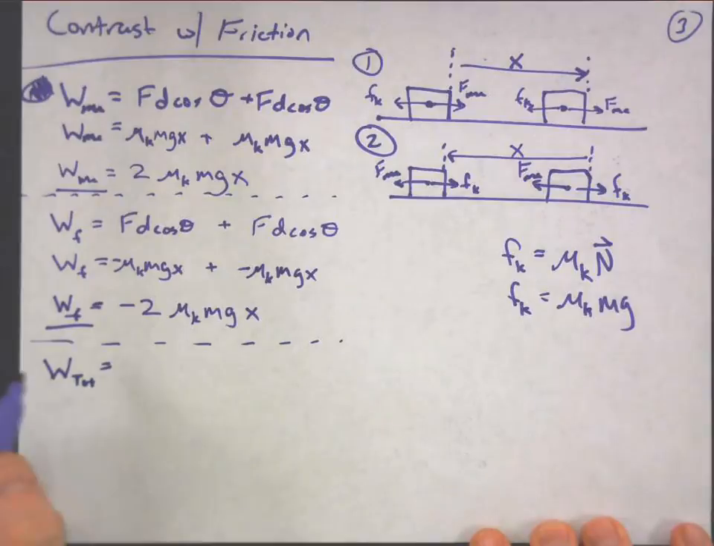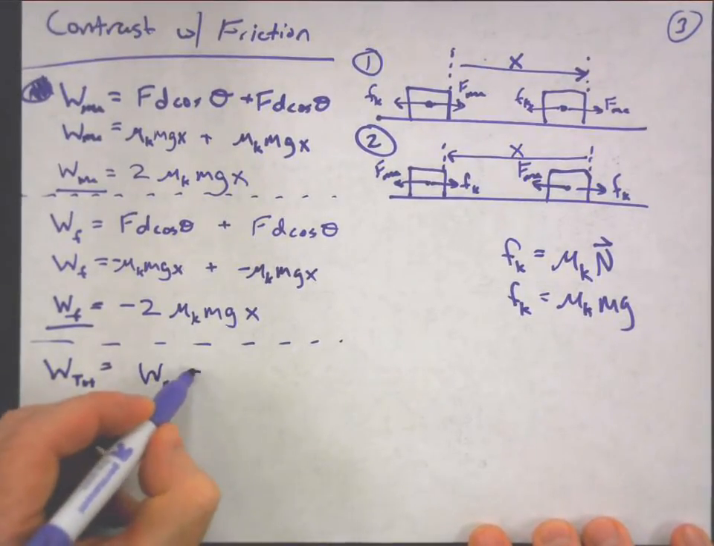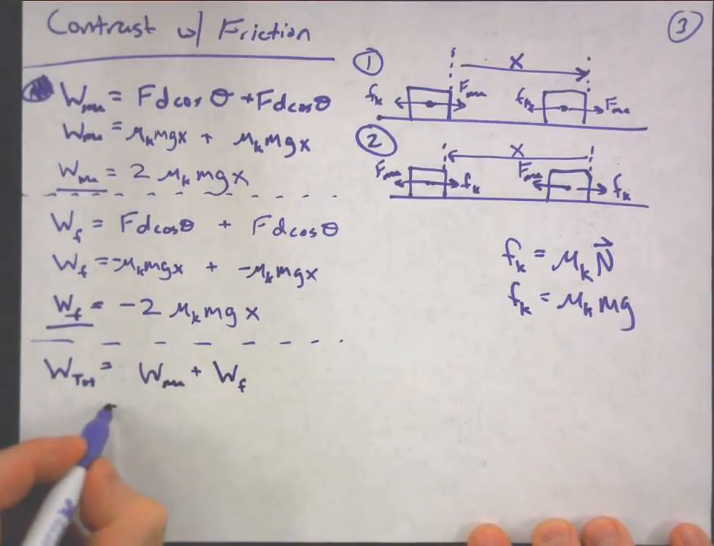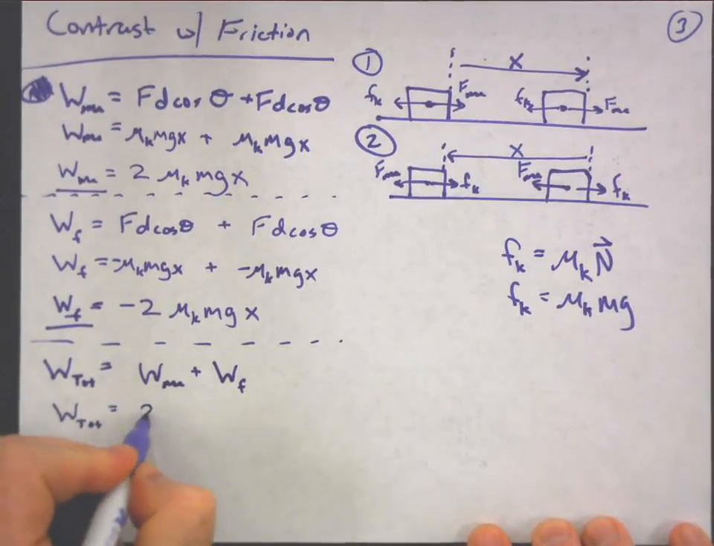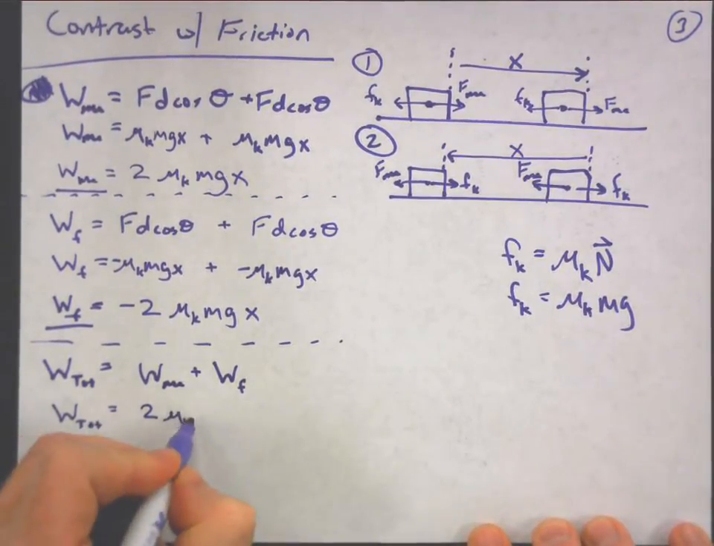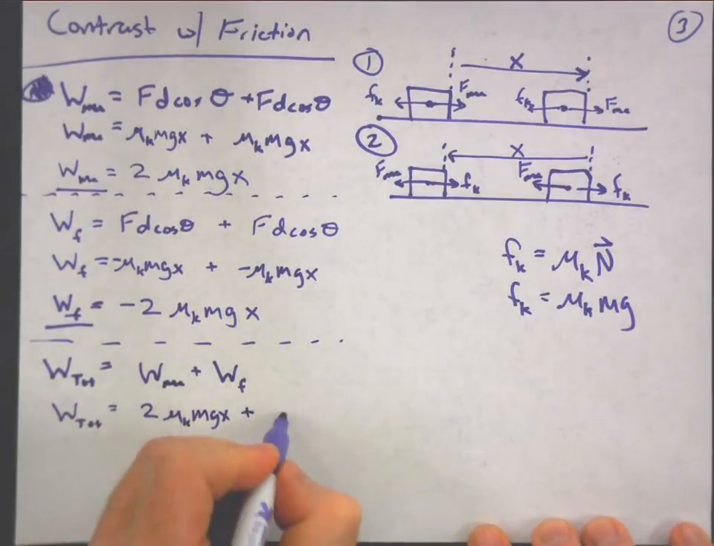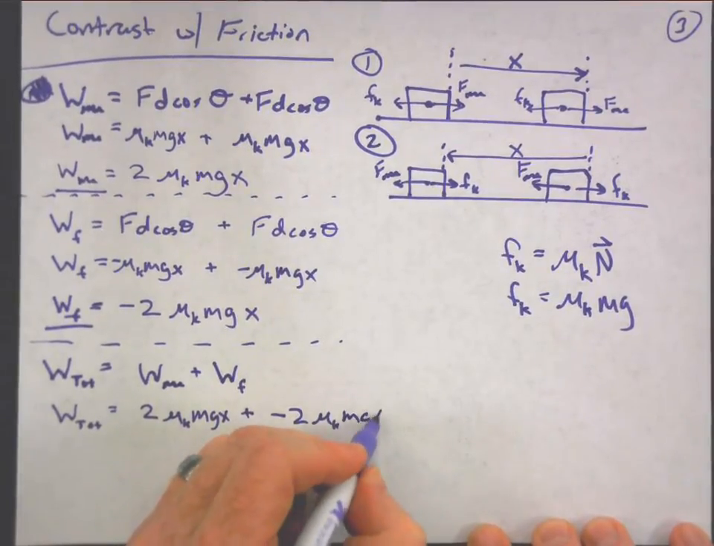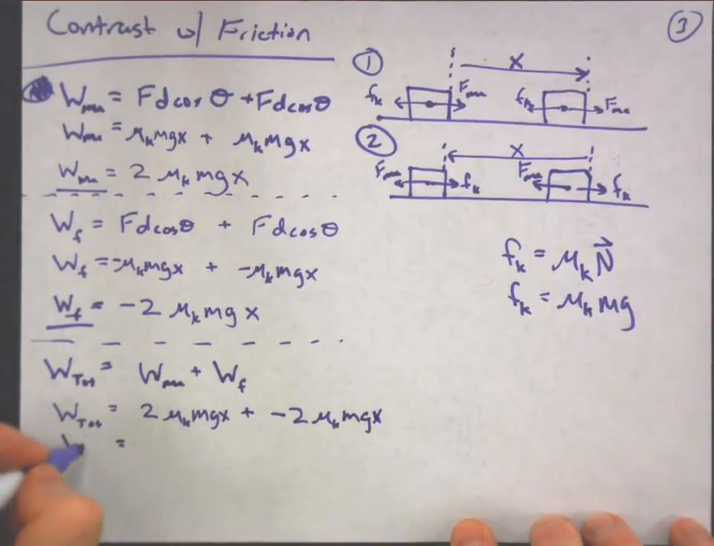Okay, well, this is easy to figure out. Just add them together. We got work done by me plus work done by friction. So total work: work done by me is 2 coefficient mgx, and work done by friction is -2 coefficient mgx. Okay. Craziness. The total work done is 0.